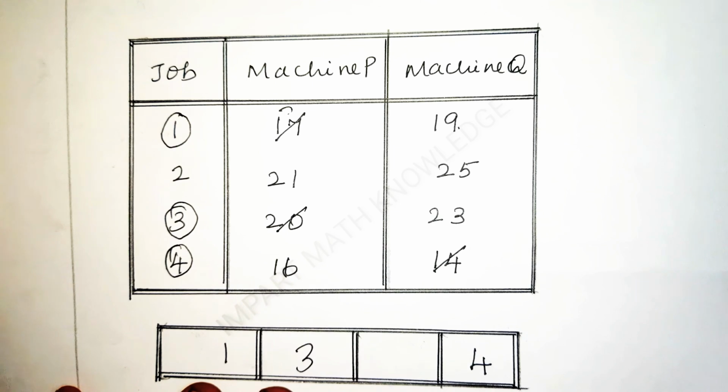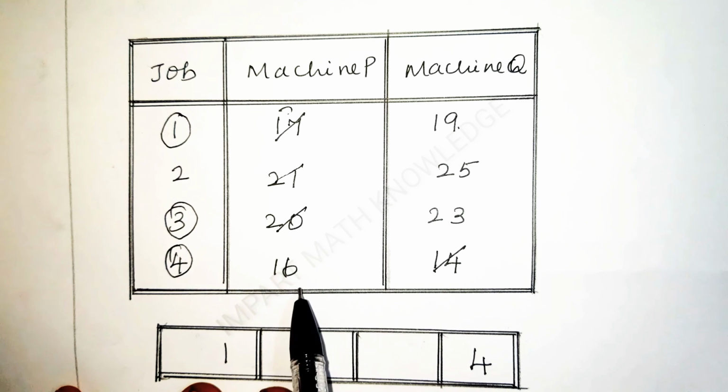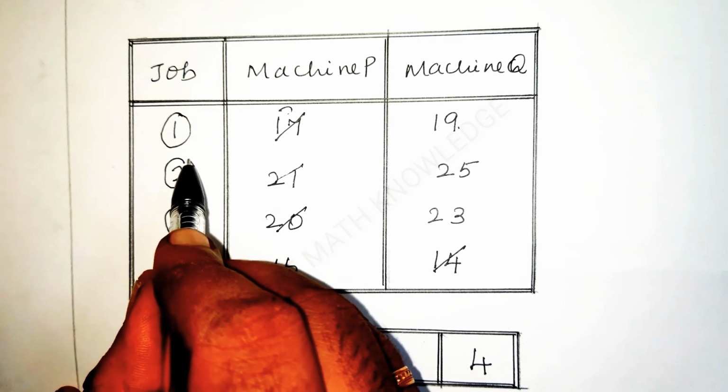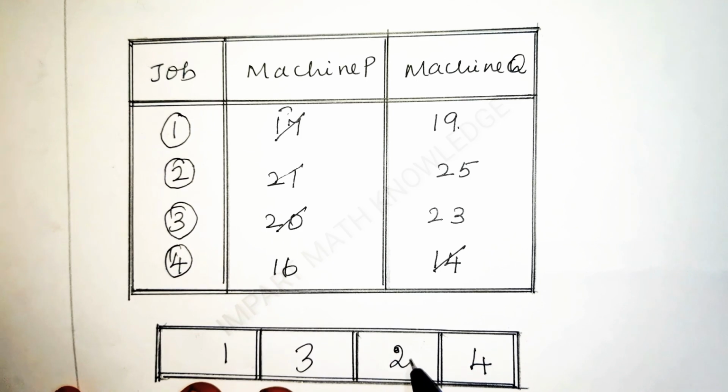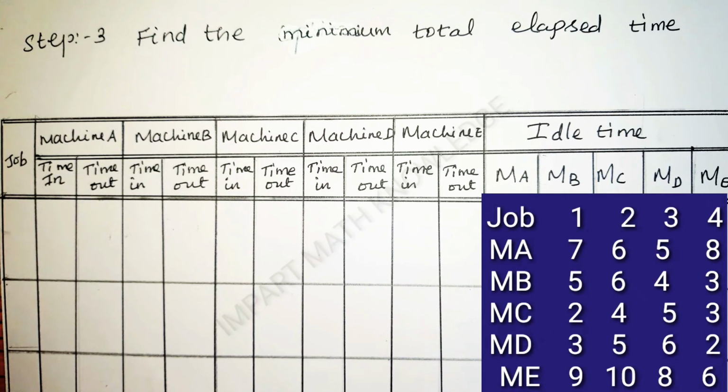In the remaining, the next minimum element is 21, which falls under first machine. So the corresponding job 2 comes first. This is the optimum sequence for the given job. Step 3, we have to find the minimum total elapsed time to complete the job. For that, we have to find time in and time out for all the machines.